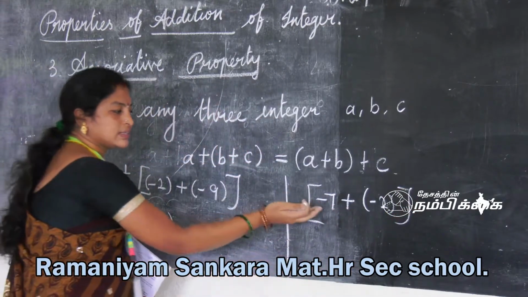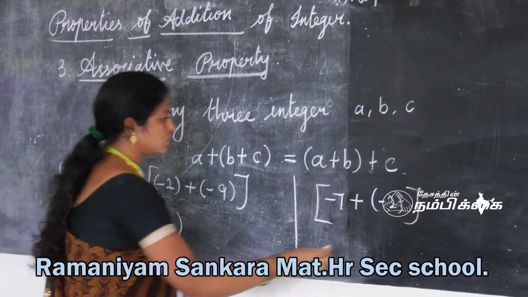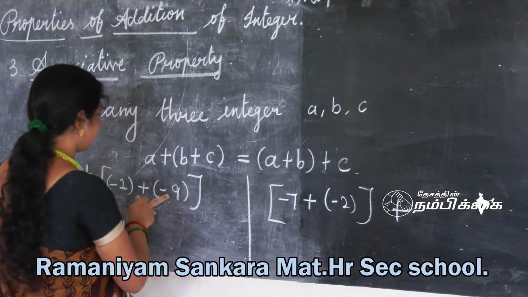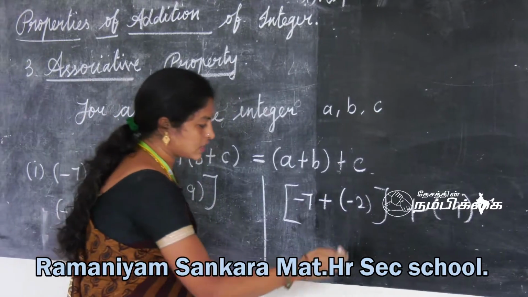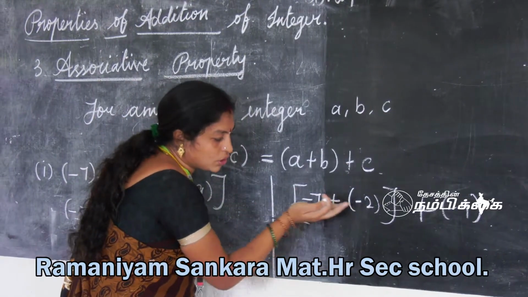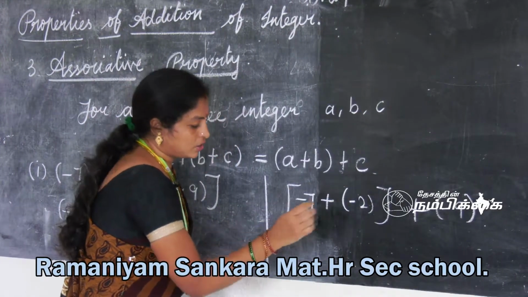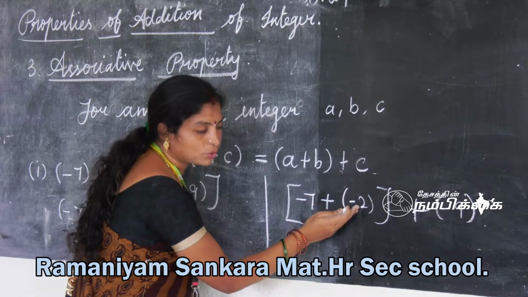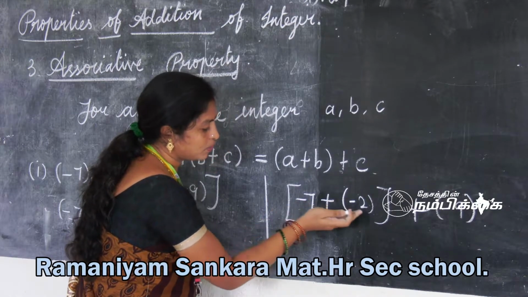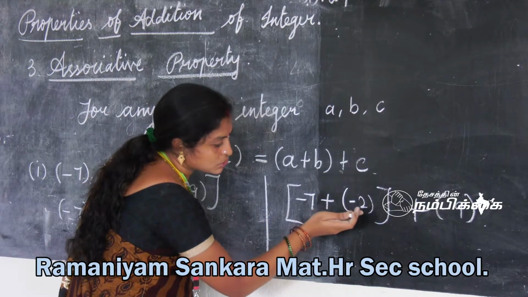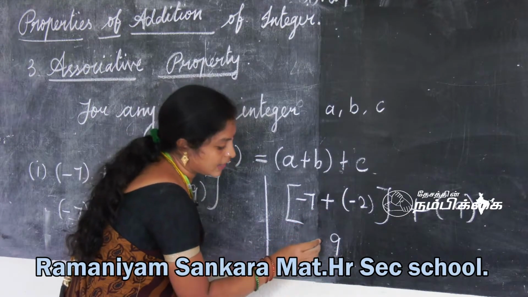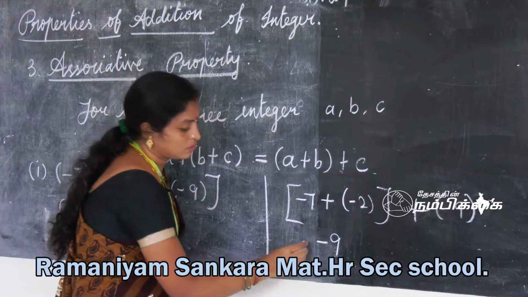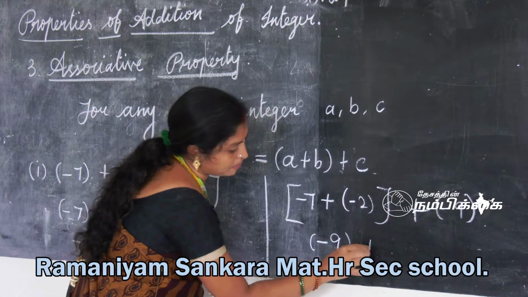Okay, minus 7 plus minus 2 plus minus 9. Okay, shall we do this now? See, here both two integers are negative. So we have to add and put minus sign. 7 plus 2, 9. We need to put minus sign. So minus 9. Okay. Next plus.